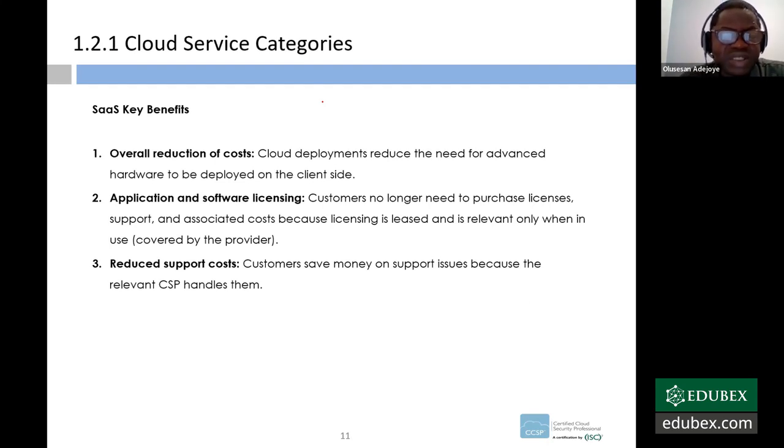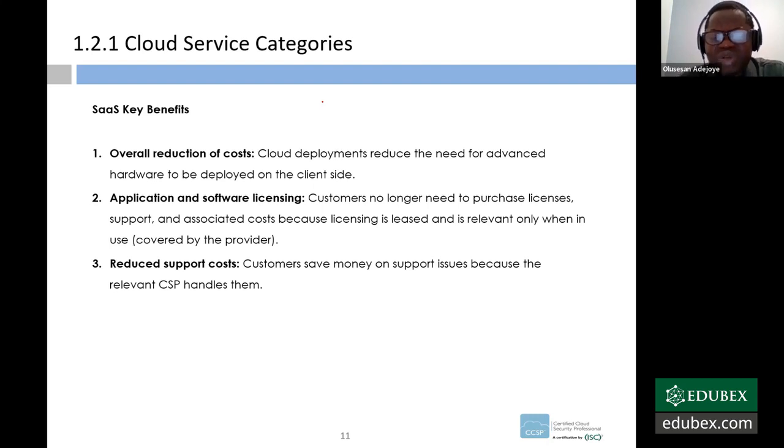So what are the benefits of software as a service? Overall reduction of costs, because the cloud deployment reduces the need for advanced hardware to deploy on the client side. You don't deploy anything. I remember those days when collaboration first came out, the likes of Polycom, the hardware devices, you spend millions. When my company deployed then, I was with an oil servicing firm, millions to deploy Polycom, the hardware devices, the conference room, and everything, millions. But if you take a look at Zoom now, you specify which of the products you want to go for, maybe the business one, and you also specify the number of concurrent users you want to have, maybe more than 500 concurrent users that connect to it. So that would determine the amount you pay. And that's all. That's the only cost you incur.